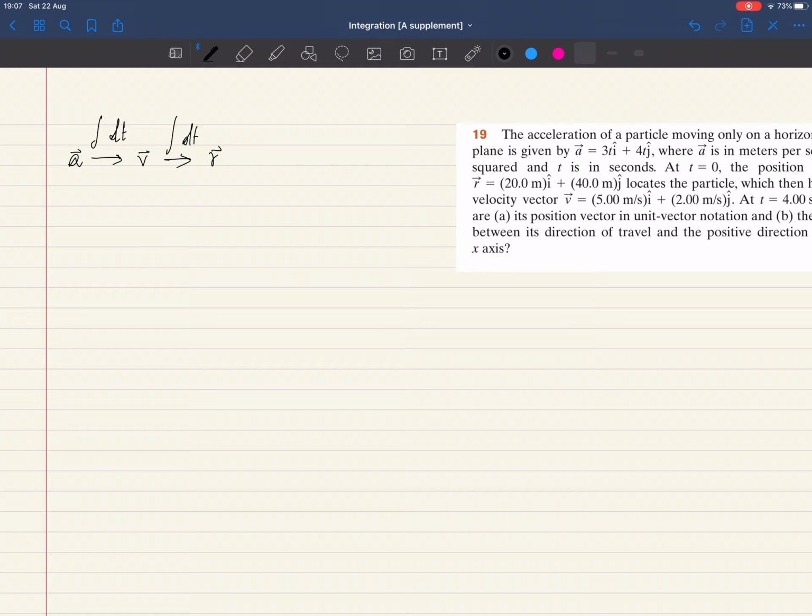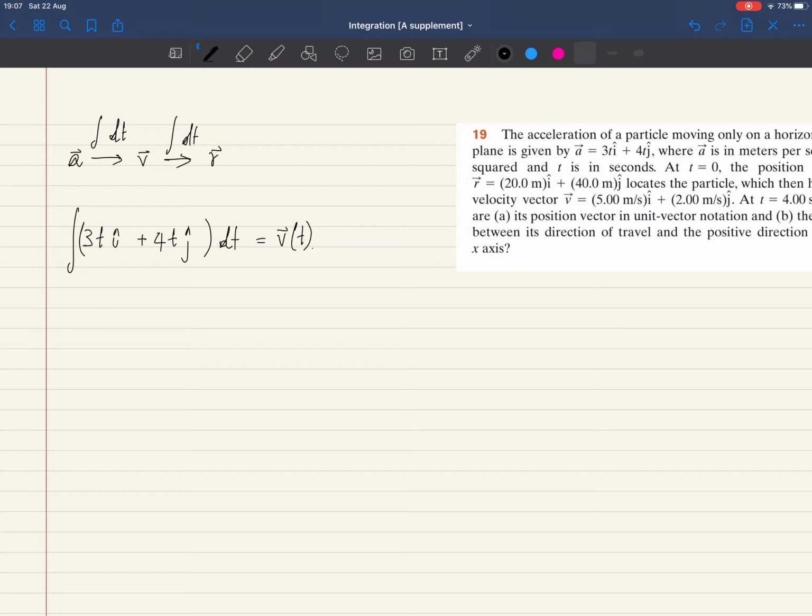Our acceleration vector is given by 3t i hat plus 4t j hat. Let's do the integral of this, and all of this should be integrated with respect to our variable t. This will give us our velocity vector as a function of time. So let's actually do the integral.